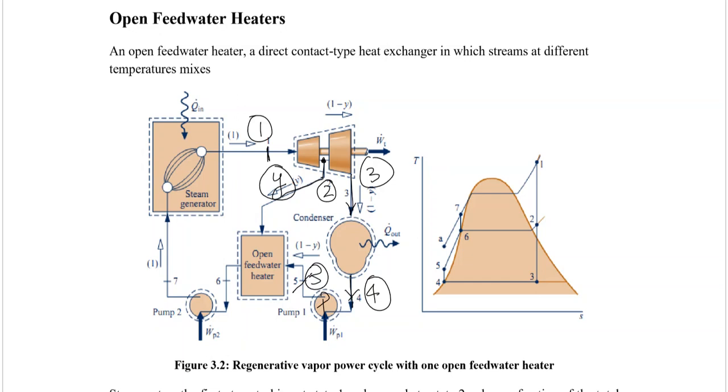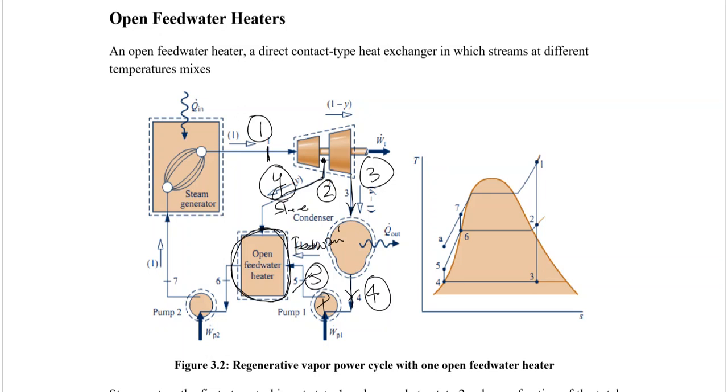Now the steam which is coming from state number 2 and the feed water, which is after the pump, coming from the pump exit at state number 5, are both mixed in a heat exchanger, and we call that heat exchanger an open feed water heater. So the steam which is bled out at state number 2 and the feed water which is coming from state number 5 are mixed in an open feed water heater at this point.